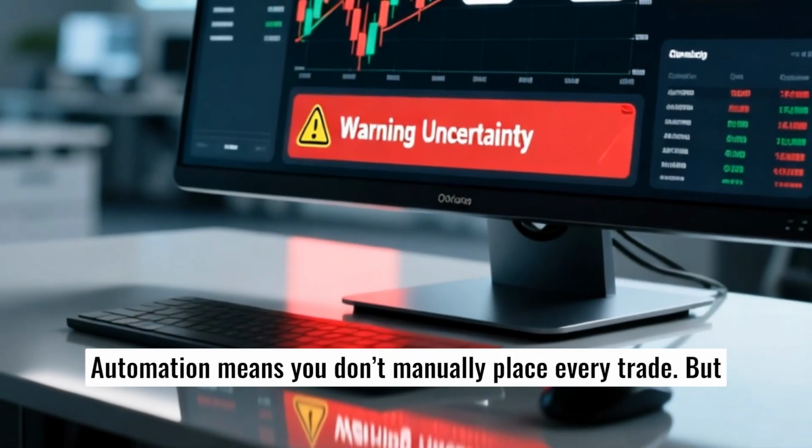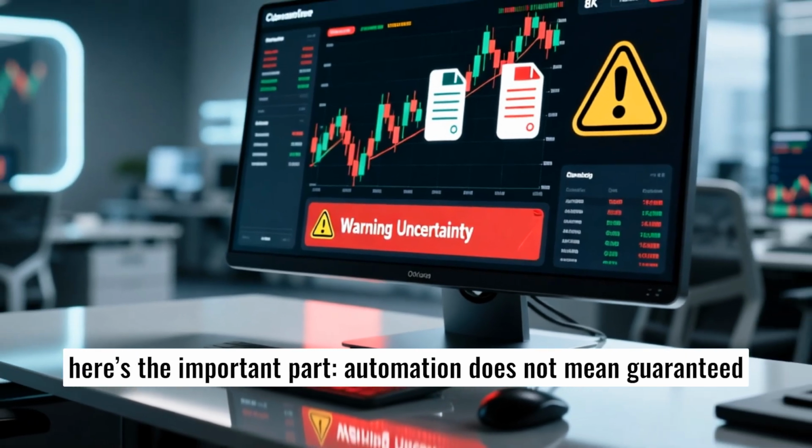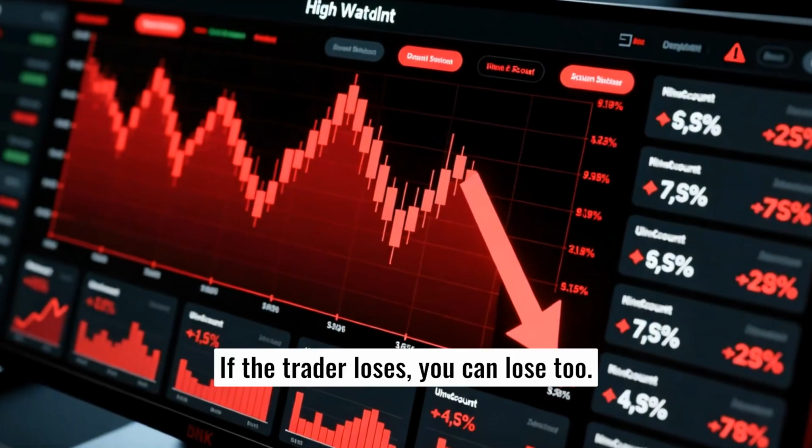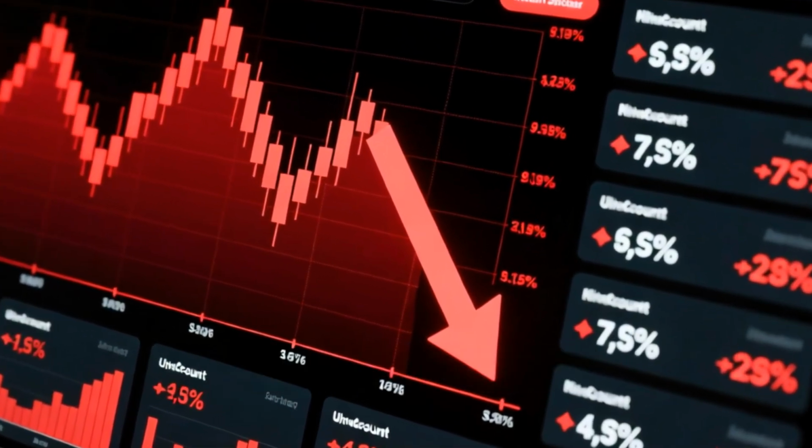Automation means you don't manually place every trade, but here's the important part: automation does not mean guaranteed profits. If the trader loses, you can lose too.